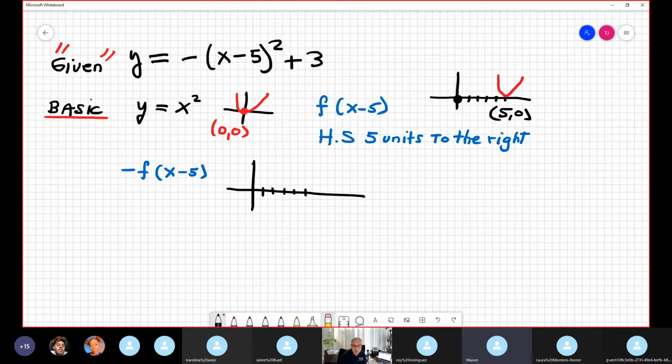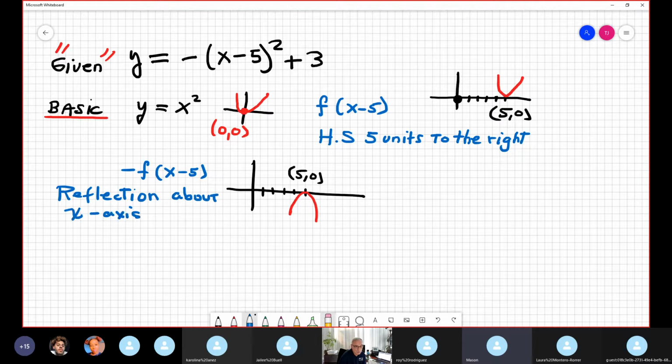1, 2, 3, 4, 5. It's again (5, 0), but the negative here affects the y value. So any point is affected by the negative sign. Therefore, the new parabola after the reflection looks like that. Okay, this is reflection. This is the name of this: reflection about the x-axis.